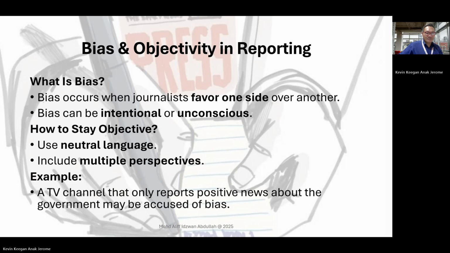Next, bias and objectivity in reporting. What is bias? Bias occurs when journalists favor one side of the story over another. Bias can be intentional or unintentional. How to stay objective: use neutral language, include multiple perspectives. Example: a TV channel that only reports positive news about the government may be accused of bias.